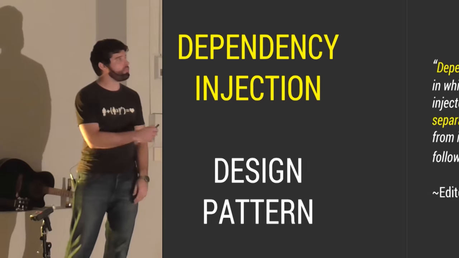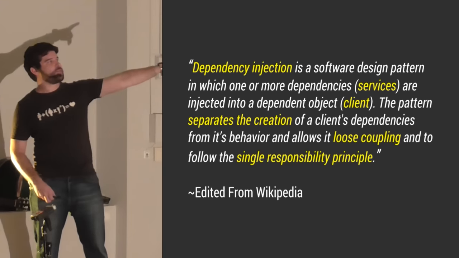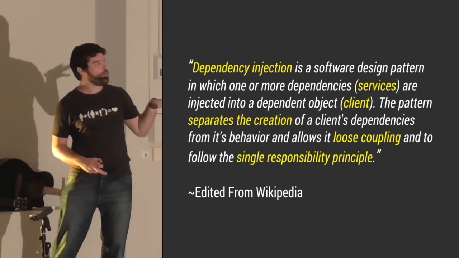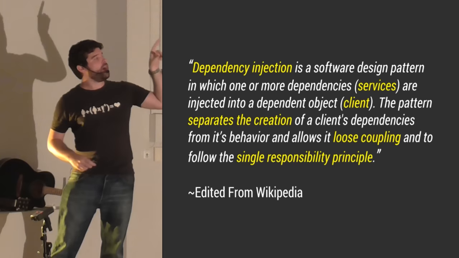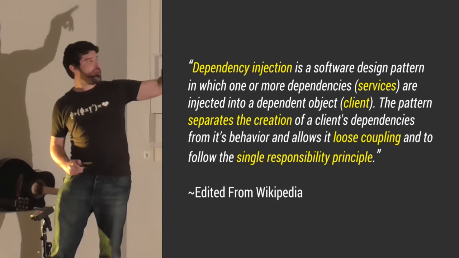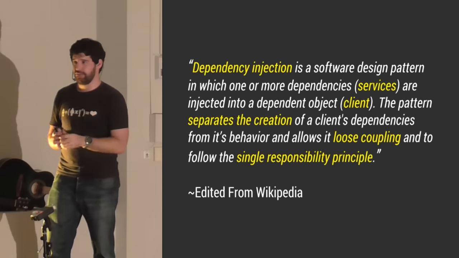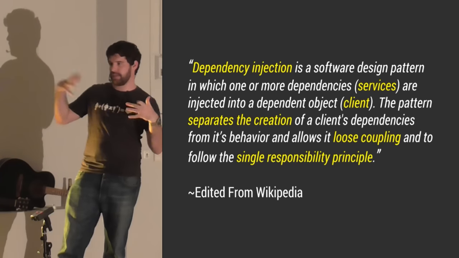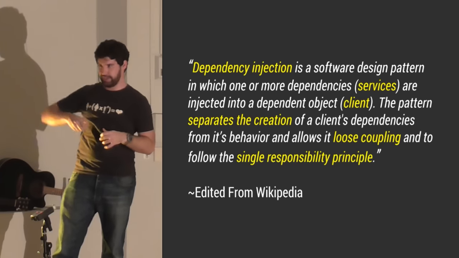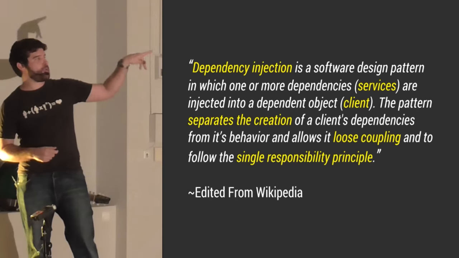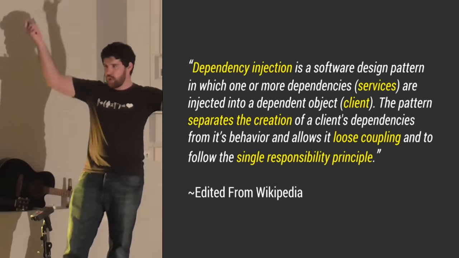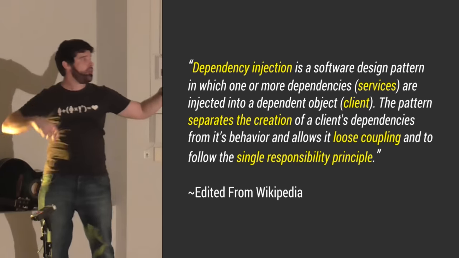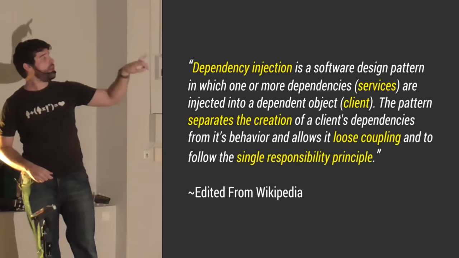What is it? Dependency injection is a software design pattern in which one or more dependencies, services, okay, are injected into a dependent object, client. So a client needs dependencies, he's the client, and he gets services, okay? The pattern separates the creation of the client dependency from its behavior. So I don't know who created it, I just get it. And allows loose coupling and to follow the single responsibility principle.